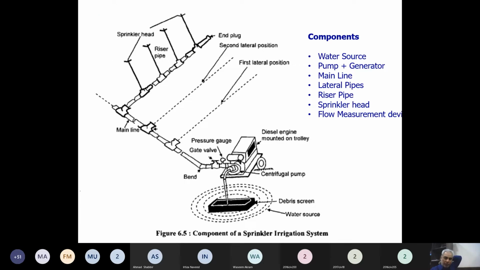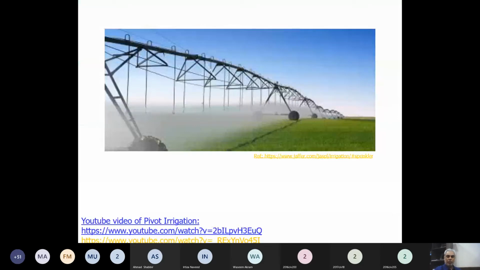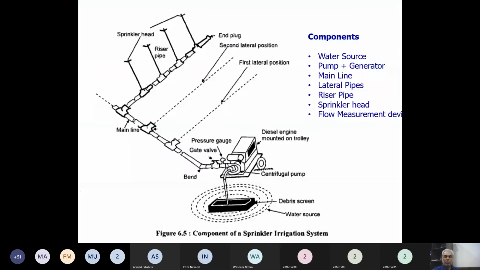A typical setup of a sprinkler irrigation system, which we can lay in an agricultural field, is one of the systems. Other kinds of sprinkler irrigation systems are also there. You can see their figure like this. We call it a pivotal irrigation system, or an irrigation system on a boom or on a truss. This truss can move laterally in one direction also. It can move around a central point. Then we say this is a pivotal sprinkler irrigation system. So these are some variations of the sprinkler irrigation method.